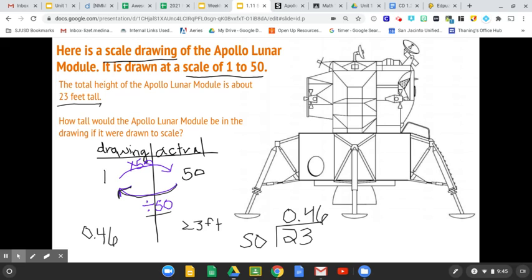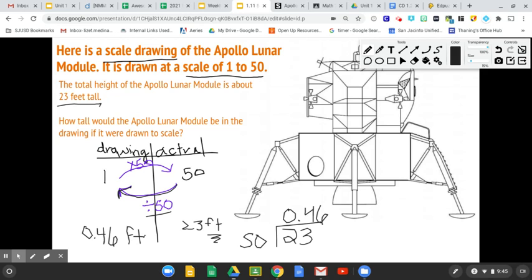0.46. Now, remember, this scale does not have units. So that means we have to use the same units for both the drawing and the actual. Since the actual is measured in feet, then my drawing units are also going to be in feet. So this drawing here of the spacecraft is 0.46 feet tall, which is close to half a foot, which looks pretty accurate if you ask me.